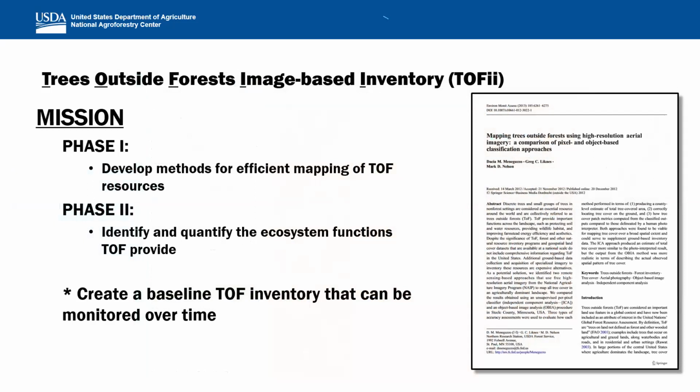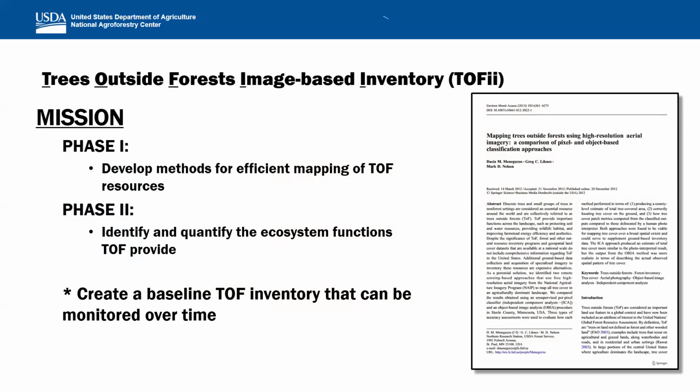So enter our project, TOFI. That stands for Trees Outside Forests Image-Based Inventory. This was started with support from the Forest Service's FIA unit at the Northern Research Station and the National Agroforestry Center. We have two phases to this project. The first phase is to develop the methods to map these trees outside forests.